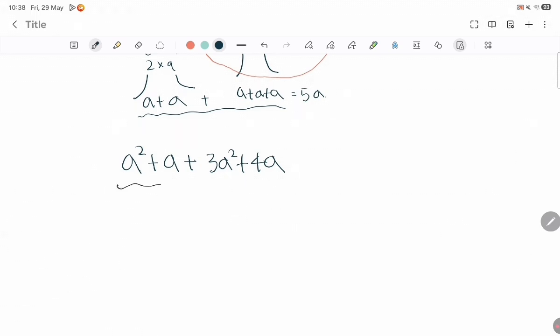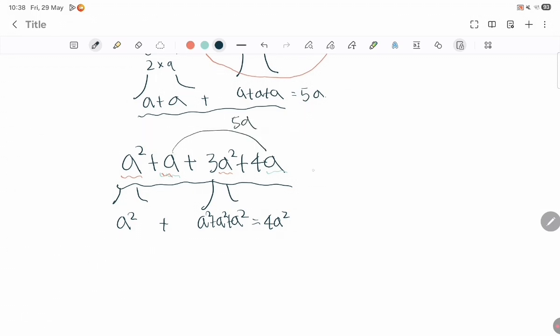For this expression, you might want to think that these two are the same and also these two are the same. Because like I said, this is just a squared, but this is a squared plus a squared plus a squared. So if you add them, then you will get 4a squared. What about these two? Yeah, these two are 5a. So this will be equal to 4a squared plus 5a.